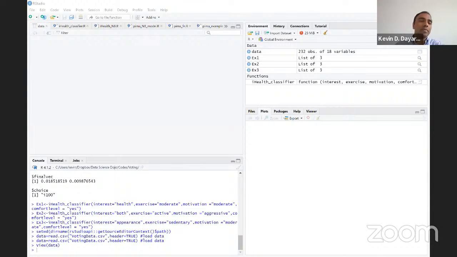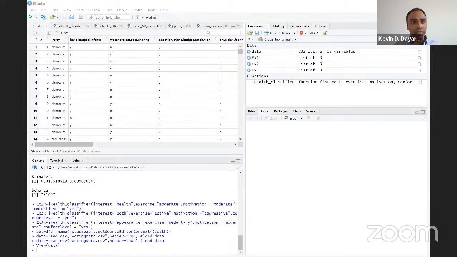All right, we'll just go through this. So what you have here is votes on a variety of bills. You have the political party votes on a variety of bills regarding, say, handicapped infants, water project cost sharing, the adoption of the budget resolution, physician fee freezes, and so forth. You have all these bills here and whether or not they voted yes or no. And you have 233 observations.